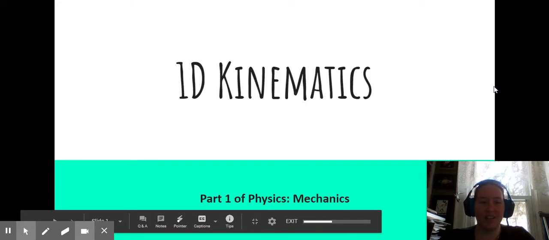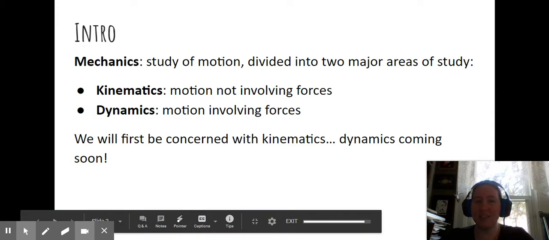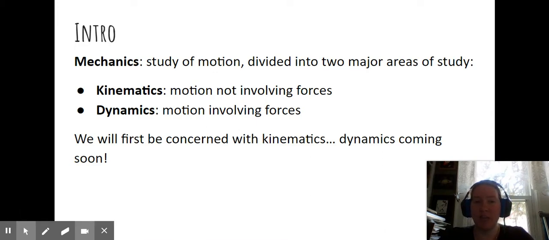All right. So mechanics is the study of motion. And mechanics is divided into two major areas of study. We have kinematics, which is motion that's not involving forces. In reality, it does involve forces, but we're going to have very idealized conditions for now. And then there's dynamics, which is motion that is involving forces. That'll be kind of our big unit, and almost everything that comes after is going to involve dynamics. Okay, we will first be concerned with kinematics, and then dynamics is going to come soon after.